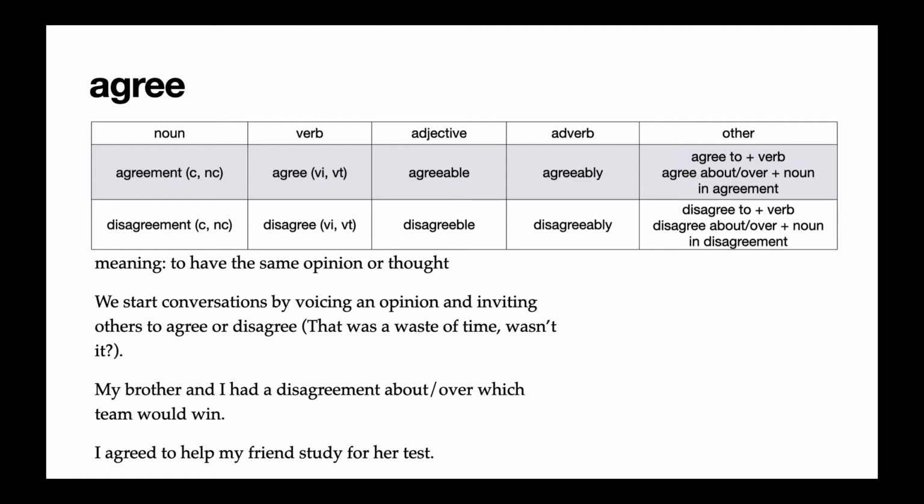In the next example, we see the noun form. My brother and I had a disagreement about or over which team would win. Here I put both prepositions, about and over, because both of these could go after the word disagreement. And in the final example, we have agree used in the past tense. I agreed to help my friend study for her test. In the other column and in this sentence, you can see that agree, the verb, is followed by to plus another verb, like agree to help someone. We also say in agreement as an adjective phrase. We are in agreement about something.